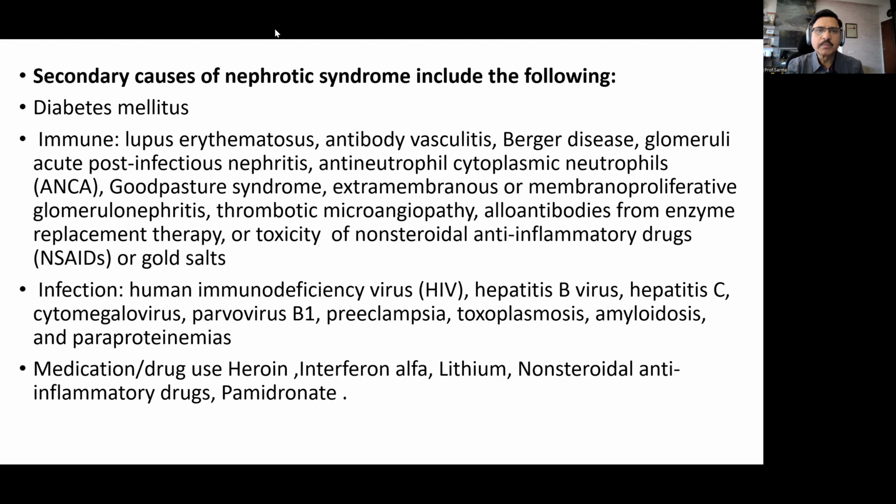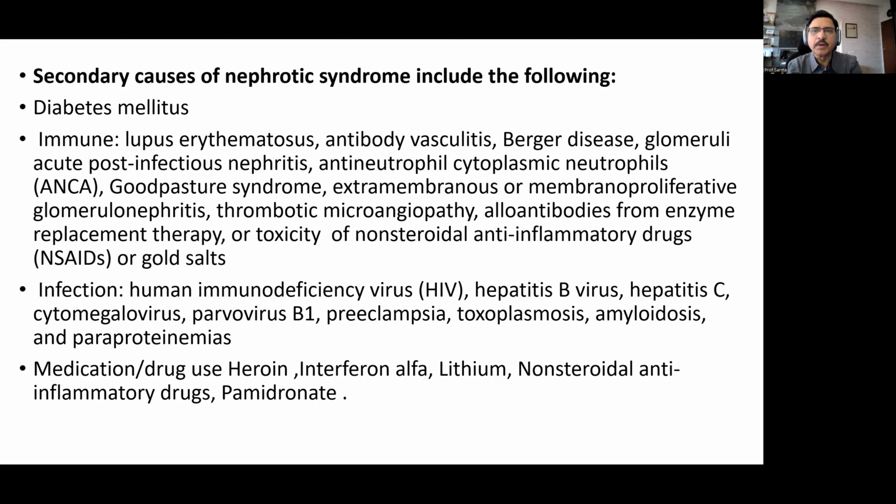Secondary causes include, most common is diabetes mellitus, and second is autoimmune causes: lupus erythematosus, antibody vasculitis, and Behcet's disease, and anti-neutrophil cytoplasmic antibodies, and Goodpasture's syndrome, extramembranous or membranoproliferative glomerulonephritis, and thrombotic microangiopathy, alloantibodies from enzyme replacement therapy. And infections include human immunodeficiency virus, hepatitis.